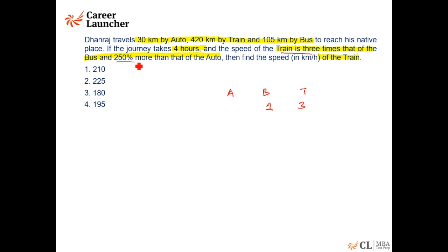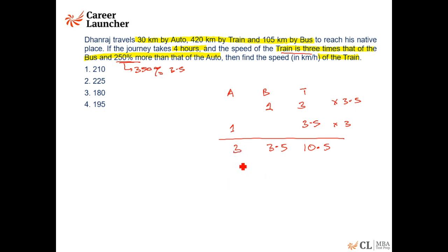And speed of train is 250% more than auto. 250% more means it is 350% or 3.5 times. So if the speed of train is 3.5, the speed of auto should be 1. So to find the combined ratio, multiply the first one with 3.5 and the second one with 3. So the train becomes 10.5, the bus is 3.5, and the auto is 3.